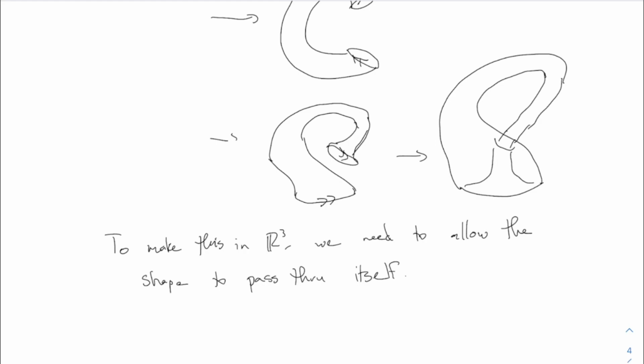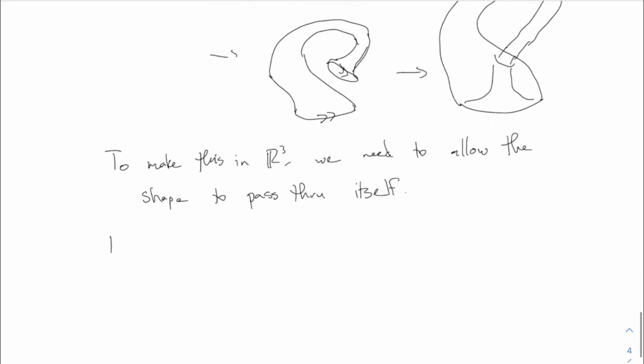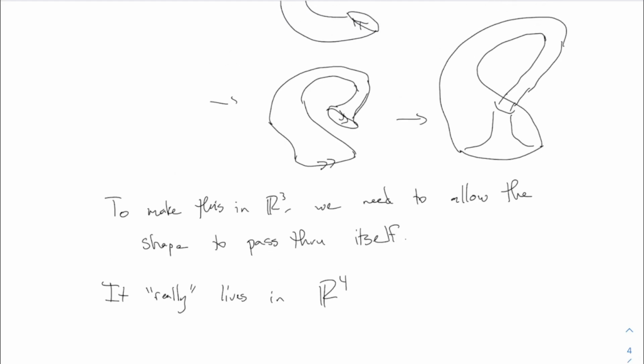Maybe you think I'm just bad at drawing this, and maybe there's some other way to draw it where it doesn't pass through itself. It turns out, if you want to draw it in a way where it doesn't pass through itself, you need to use R4. You cannot make this shape in R3 without one of these self-intersections, but I will say it really lives in R4. You can express this as a subset of R4 with no self-intersections, although I'm not going to try to show you what that would look like.